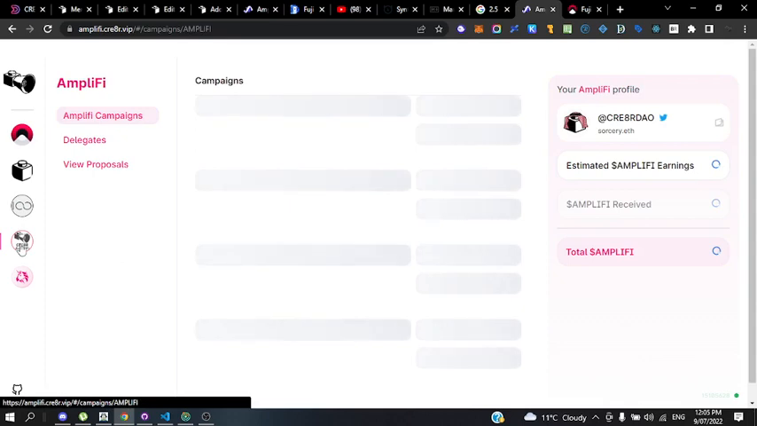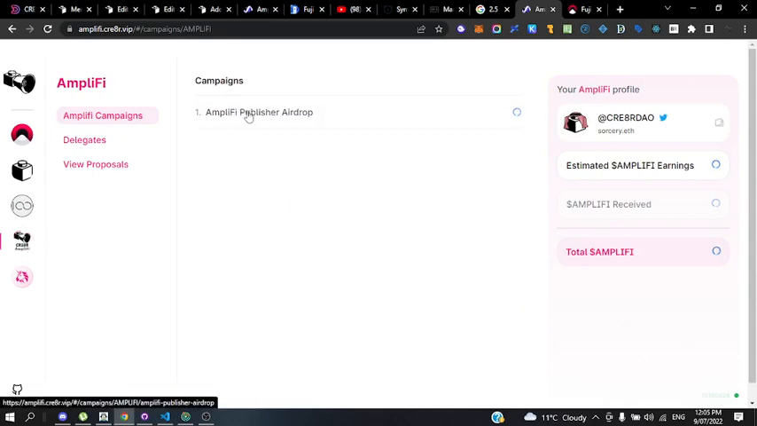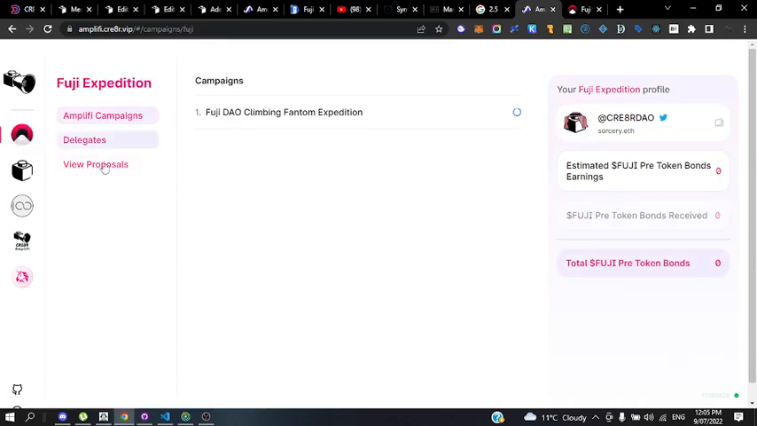Alongside, we have a big airdrop, a substantial portion of the total supply of AmpliFi tokens will be airdropped conditionally to publications, newsletters, social media influencers, etc. There's going to be a whole bunch more information about that coming really soon. But alongside becoming a referrer for the Fuji expedition and a couple of other campaigns that will be added here shortly, you'll be able to earn the Fuji pre-token bonds plus AmpliFi governance token, plus you'll be able to earn on top of that by using the platform conditionally based on the results that you get on these campaigns, your share of the AmpliFi airdrop.